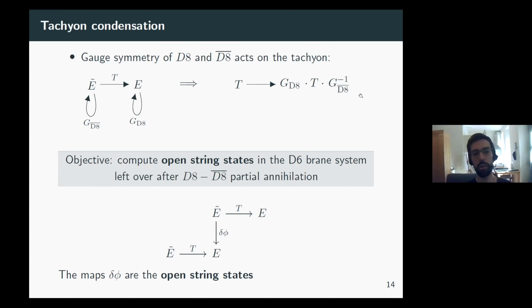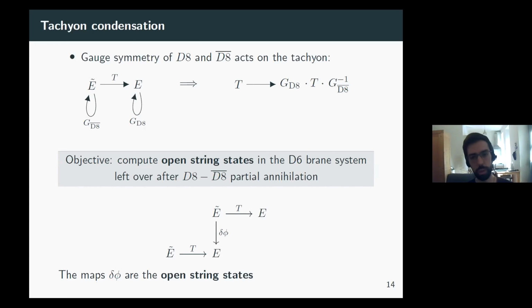Our objective now is to compute the open string states in the D6-brane system that is left over after the D8 and anti-D8 partial annihilation. And we will do this by considering fluctuations of the tachyon, delta phi, that are formalized by these vertical maps between these two complexes where the tachyon acts. So the maps delta phi will be in correspondence with the open string states.